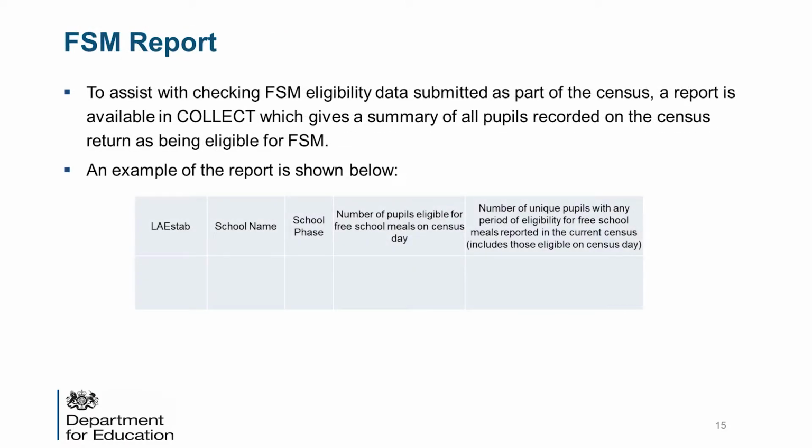A report is available in Collect to help you to check the FSM eligibility data submitted in your census. You can run this by clicking the Launch Reports button on the front page of your census. An example of the report is shown here. Please note that this report refers only to FSM eligibility reported in the current census collection and not the FSM EVER measure used to allocate the pupil premium, which I will talk about in the following slides.